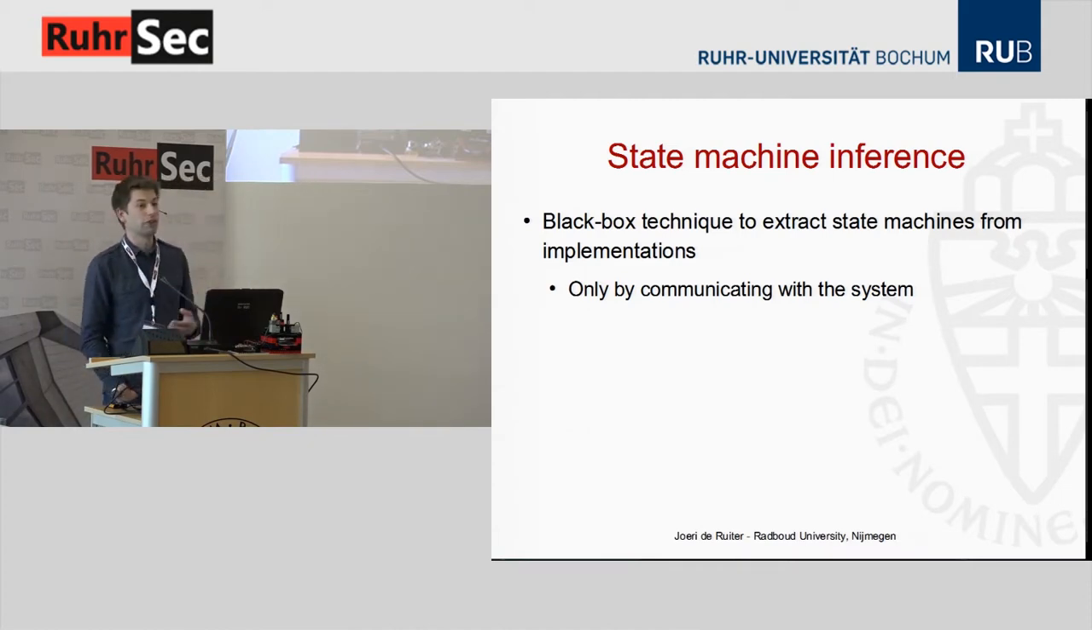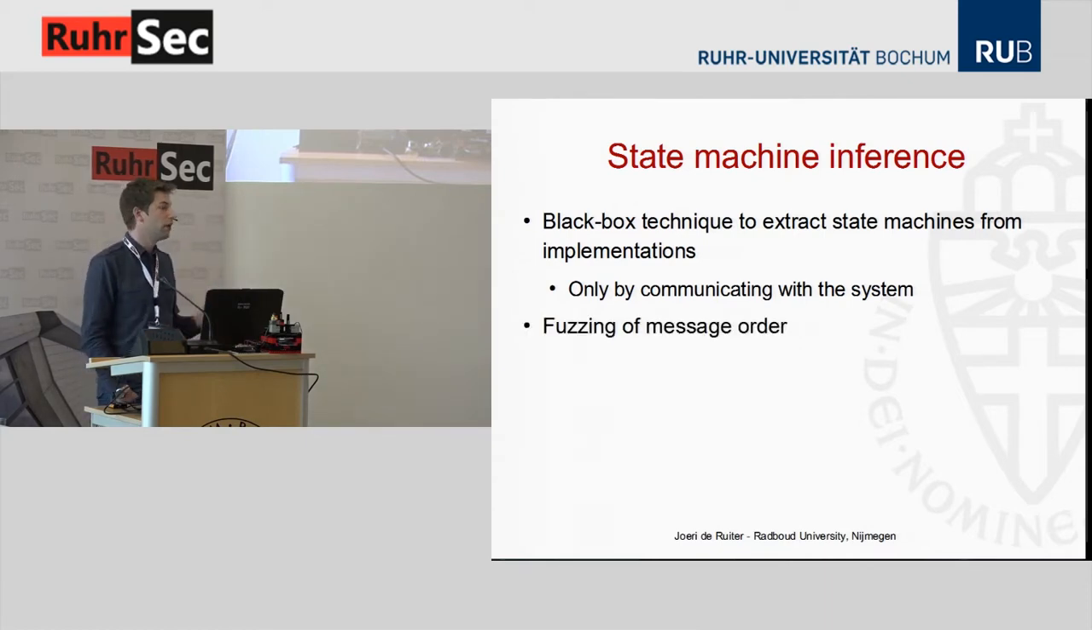So with, for example, TLS, this is quite convenient. You just need a network connection to a server, for example, if we try to learn a state machine for this. And that's all we need to extract the state machine using this technique. So basically, what we will be doing is we fuzz the order of the messages. So we try all kinds of different orderings of messages, and then based on the responses from the server or the client, we try to build up a state machine.